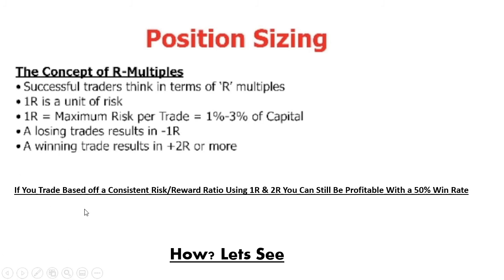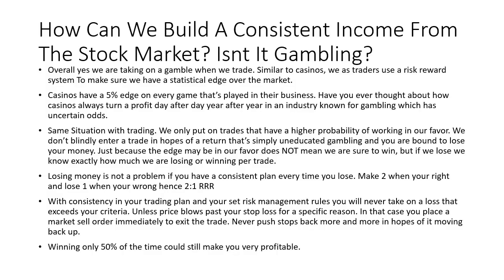So if you trade off of a consistent risk-reward ratio using 1R and 2R, you could still be profitable with a 50% win rate. How? Let's see. So, how can we build a consistent income from the stock market? Isn't it gambling? Of course it's gambling. So overall, yes, we are taking on a gamble when we trade, similar to casinos. We as traders use a risk-reward system to make sure we have a statistical edge over the market.